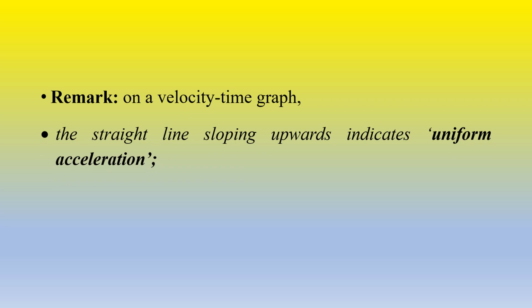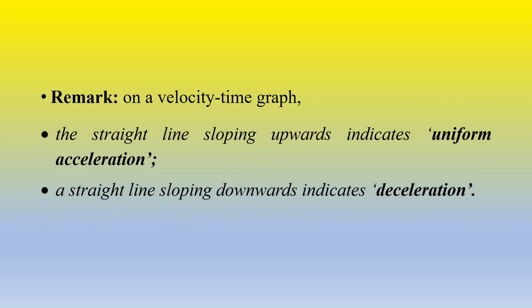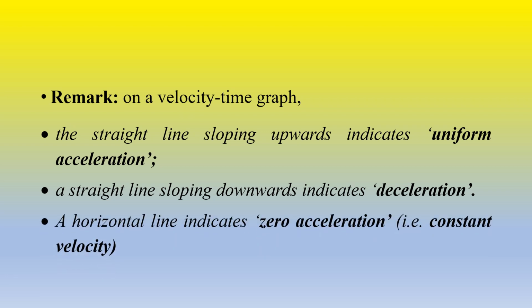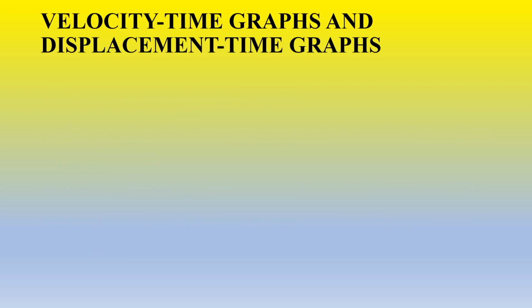Remark, on a velocity time graph: a straight line sloping upwards indicates uniform acceleration. A straight line sloping downwards indicates deceleration. A horizontal line indicates zero acceleration, i.e. constant velocity.